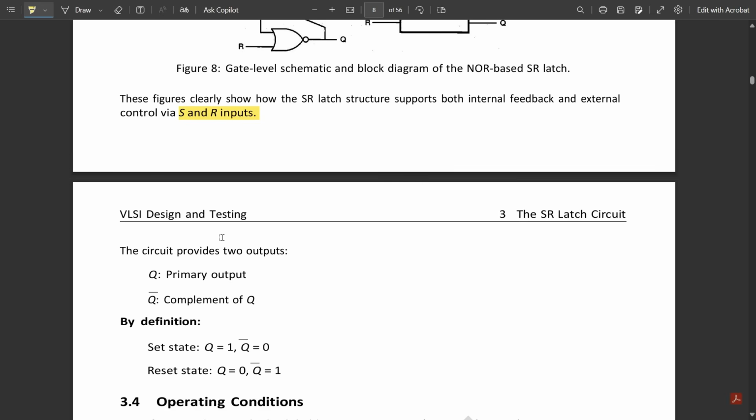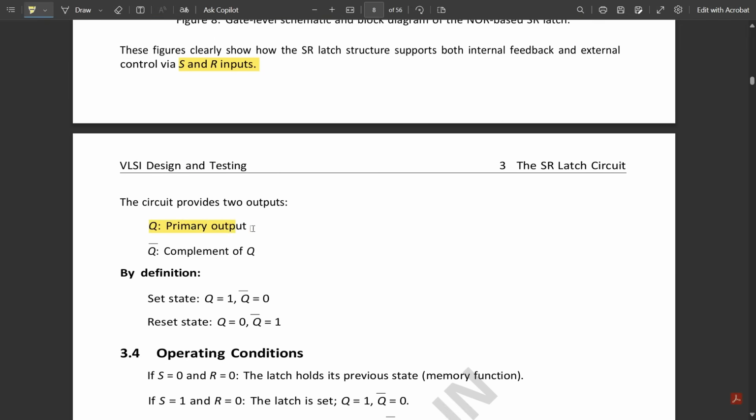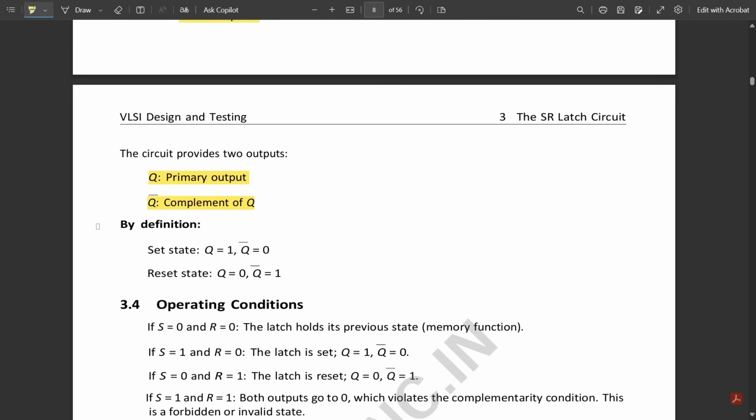Okay, so these circuits provide two outputs, basically Q bar and Q, where Q is the primary output and Q bar is the complement of that primary output. So by definition, in the set state, the output Q would be equal to 1, so the logic would be high, and Q bar would be 0. And in the reset state, Q would turn from 1 to 0, and Q bar would be equal to 1.